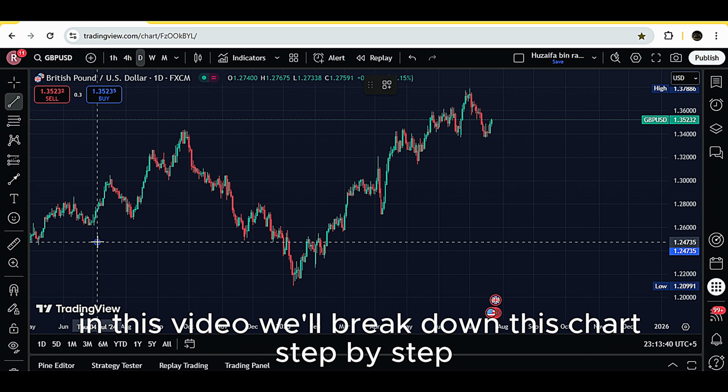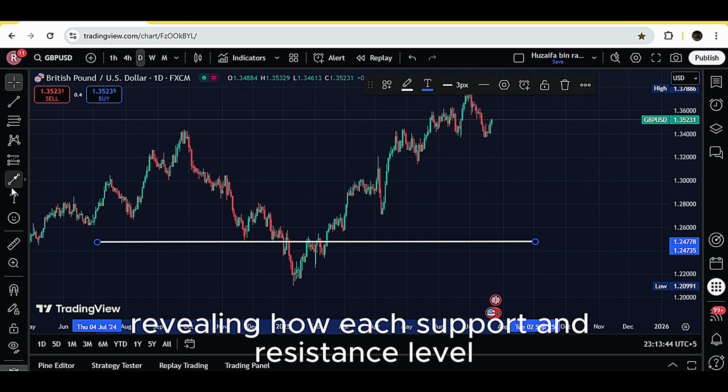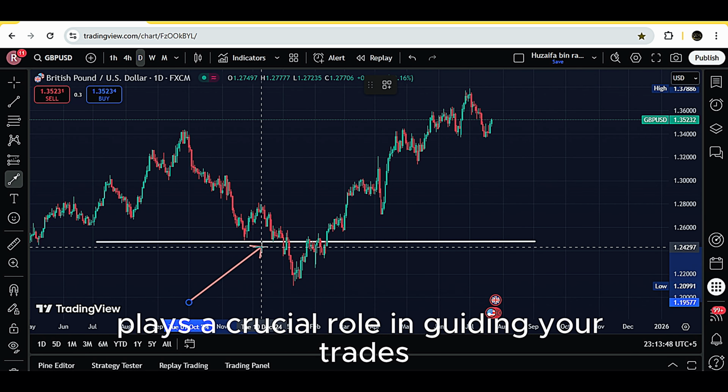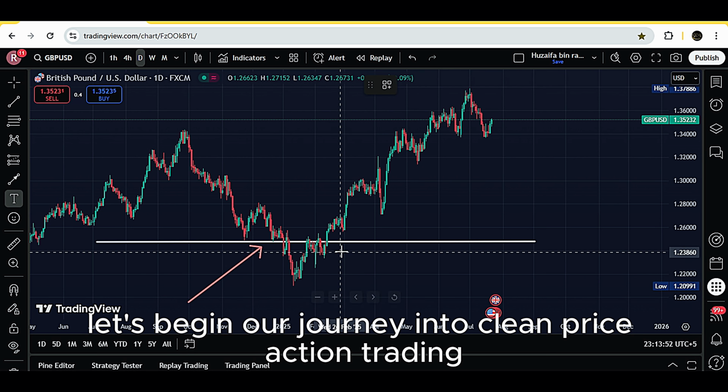In this video, we'll break down this chart step by step, revealing how each support and resistance level plays a crucial role in guiding your trades. Let's begin our journey into clean price action trading.